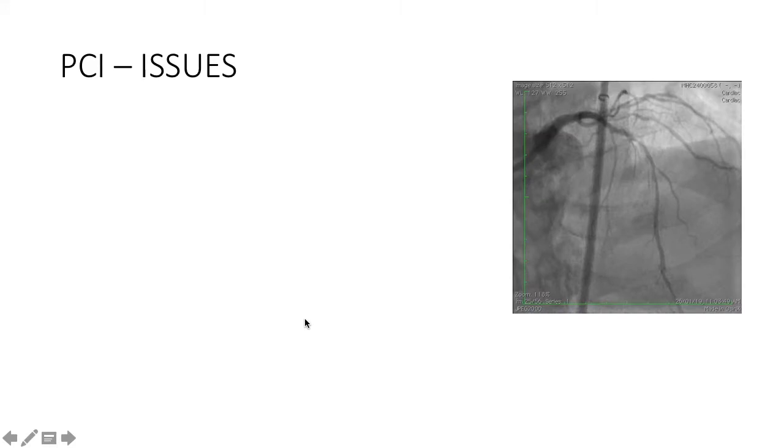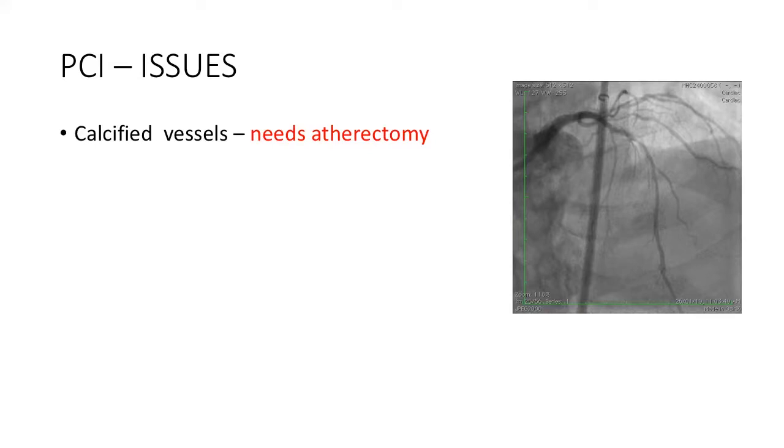So what are the issues with PCI in this case? The most important issue is the calcium. So calcium in LAD and RCA, not much calcium in LCX, which may need an atherectomy. If at all we have to do an atherectomy, it is mainly in LAD, where there's a long disease and the vessel looks like something around 2.5 or 3.5 in angiography.